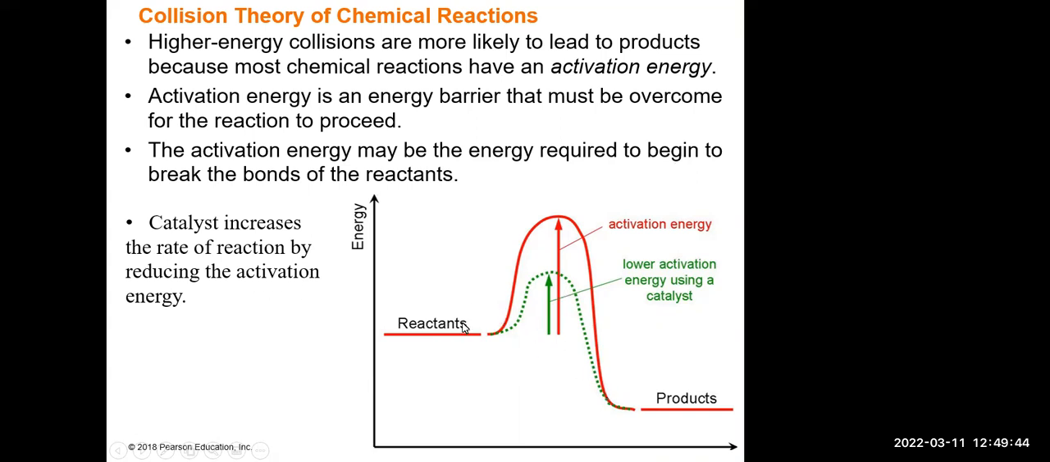See here the comparison of two curves. The red curve is the chemical reaction without the catalyst. The green curve is the reaction with the catalyst. So we can see that with the catalyst, the energy barrier is lowered, or the activation energy is reduced, so the reaction can be faster.